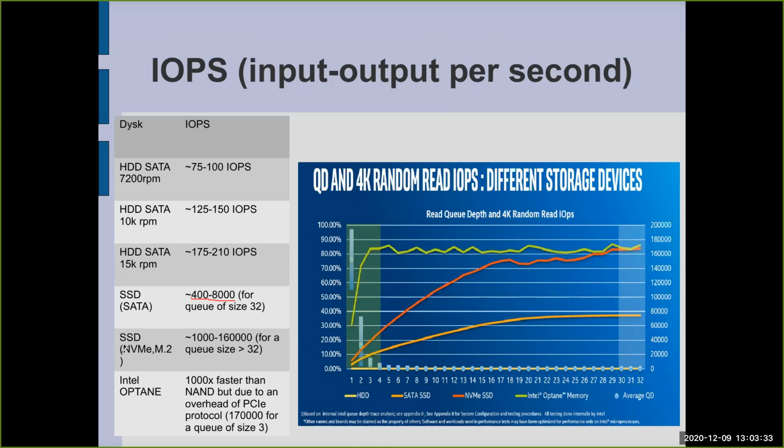For an SSD using the NVMe interface, so PCI Express, I can perform 100,000 to 160,000 IOPS. But there is a little thing: a queue of size 32. And then I have Optane. For Optane, I can perform 170,000 IOPS, but the queue size is 3.